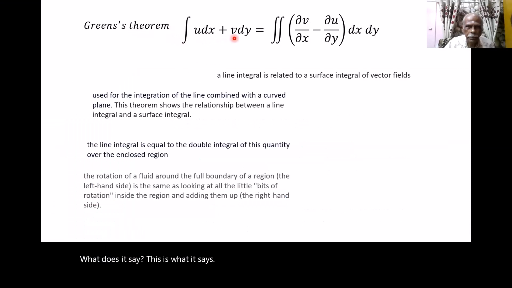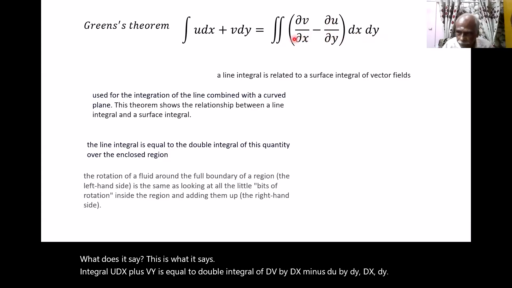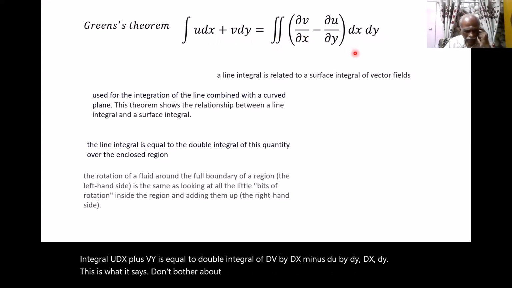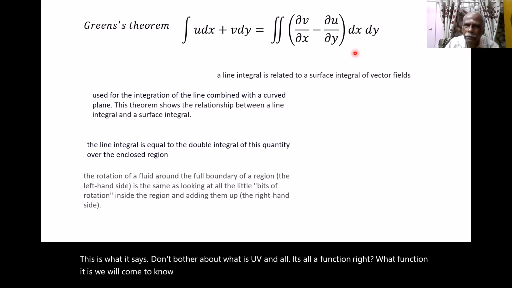The integral of u dx plus v dy is equal to the double integral of dv by dx minus du by dy, dx dy. Clear? This is what it says. Don't bother about what u and v are. It's all a function. What function it is, we will come to know very clearly in a few minutes.